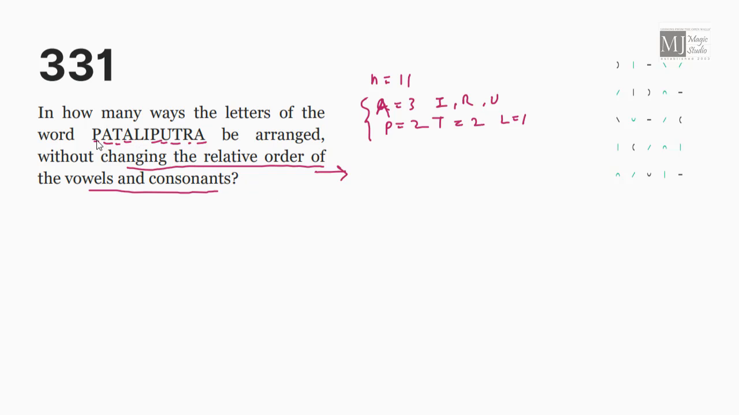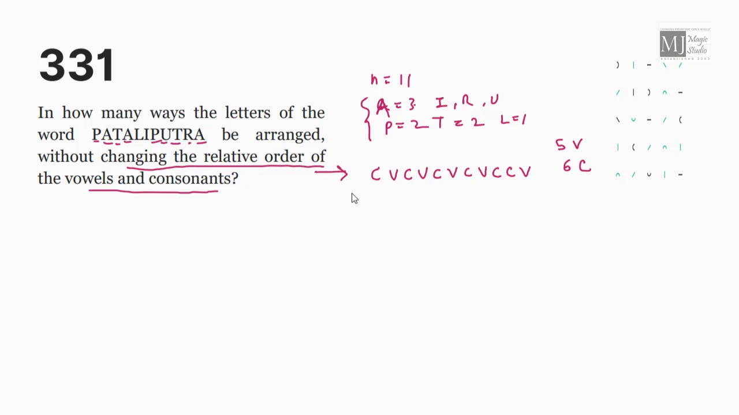P is a consonant. The character of this 11 letter word is CV, CV, CV, CV, CCV. That means whatsoever word we form, the character should be CV, CV, CV, CV, CCV. We have got 5 vowels, 3 times A, 1 I and 1 U, and 6 consonants.